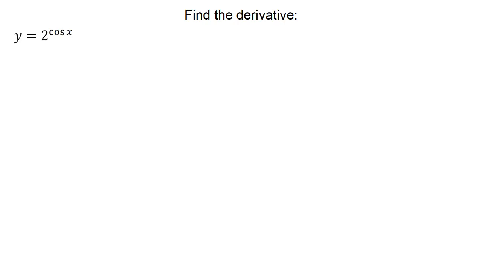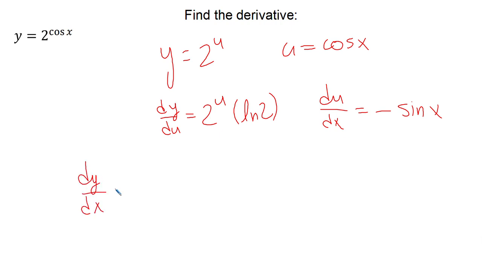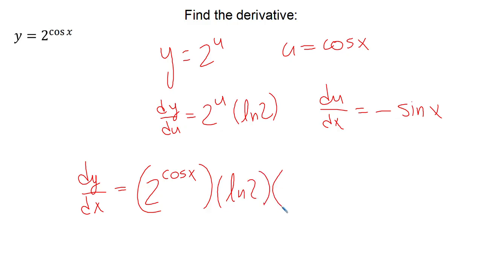For number 4 here, we've got 2 to the cosine x. So we have a rule for 2 to the u. Right, so we'll write out this using the chain rule. The derivative of 2 to the u is just 2 to the u times the natural log of 2. And then du dx is just negative sine of x. So we should be able to come up with our final derivative here. dy dx is just going to be equal to the two of those things multiplied together: 2 to the u, or 2 to the cosine x, times the natural log of 2 times negative sine of x.